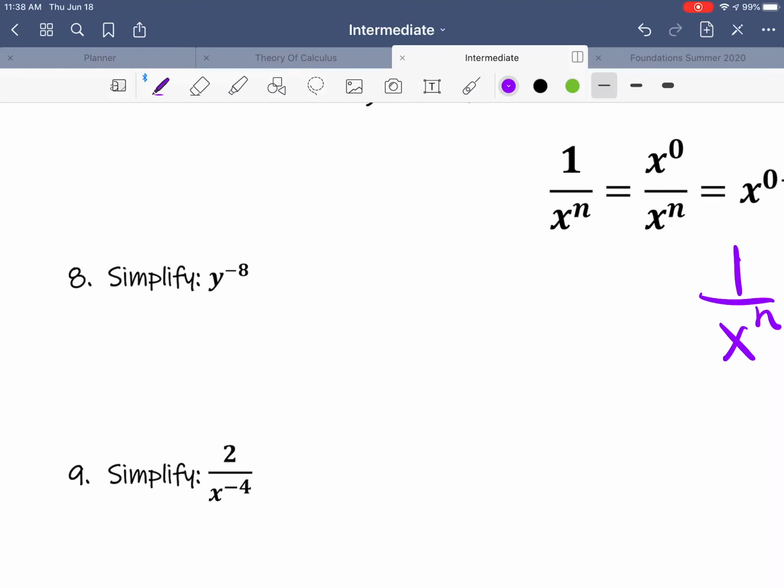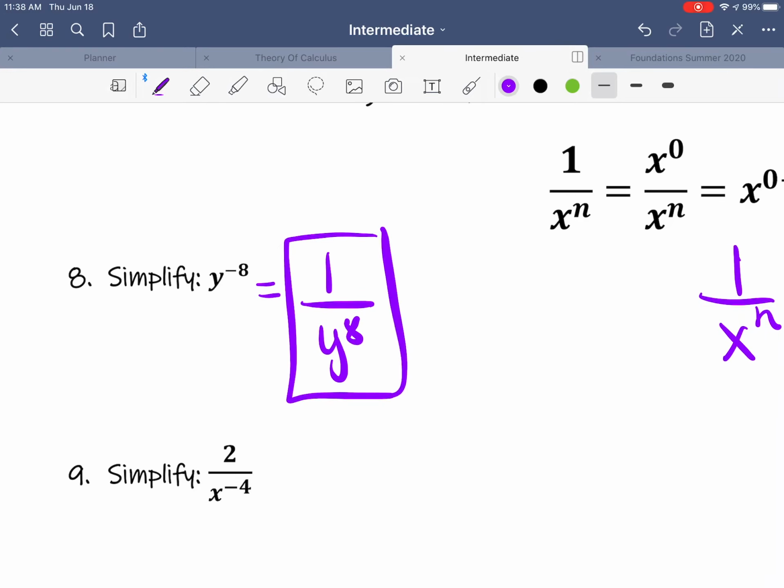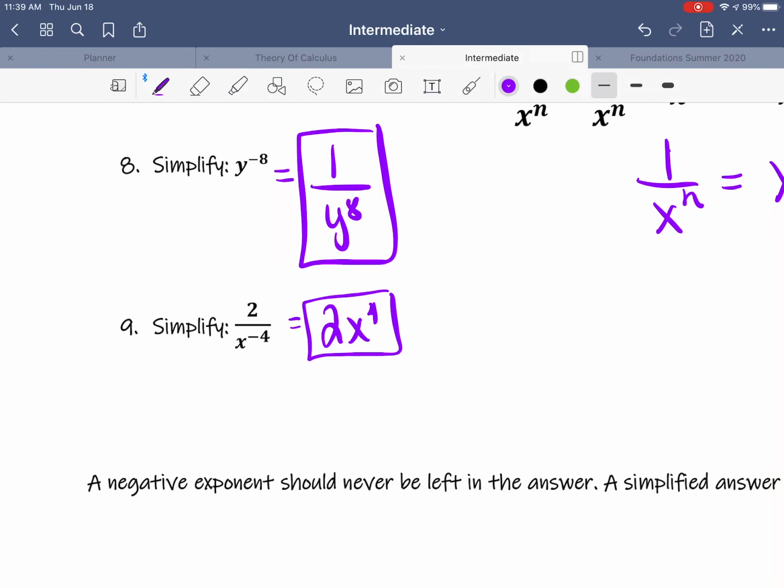So for example, number 8, y to the negative 8, this negative exponent indicates that it is a fraction, and as a fraction, it becomes a positive number. And then number 9, the negative is in the bottom, so it's kind of like a reciprocal. If we move it to the top, it becomes positive. So it seems kind of tricky. When you're moving it over the fraction bar, it's changing the sign, but I want to show you the mathematics behind that because it is important. It's not magic, it's math.